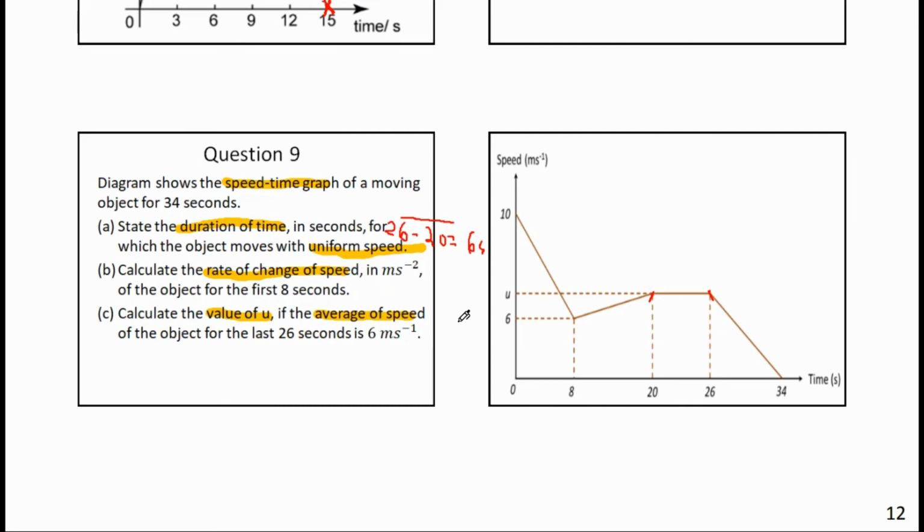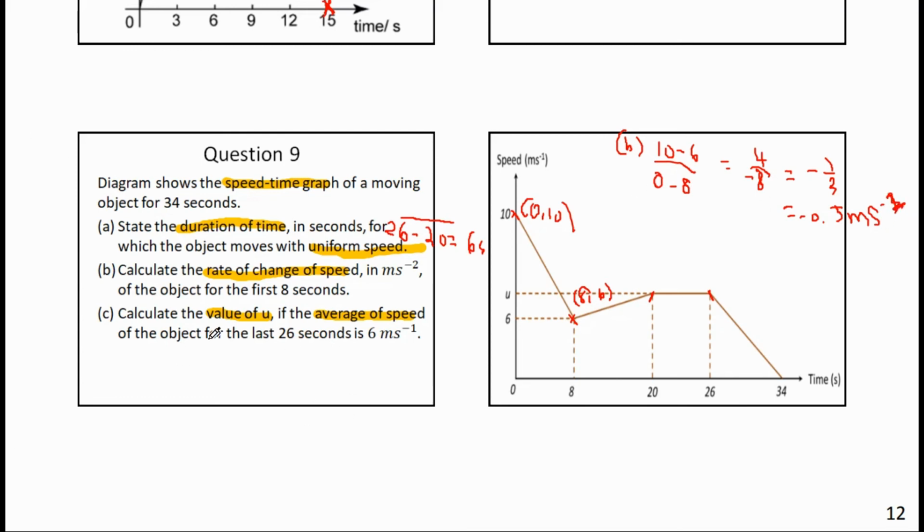Okay, for the first 8 seconds, so until here, we mark 2 points. The coordinate of this point is (0, 10). The coordinate of this point is (8, 6). Okay, so for part B, we just need to find the gradient. (10 minus 6) over (0 minus 8) equals 4 over negative 8 equals negative 1 over 2. Negative 0.5 meter per second squared. Okay, this is square, not cube.